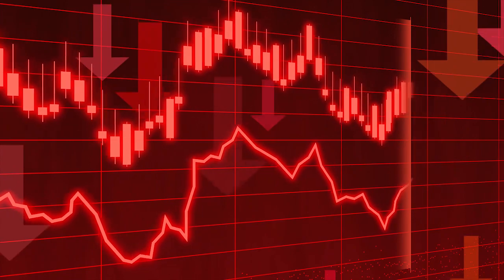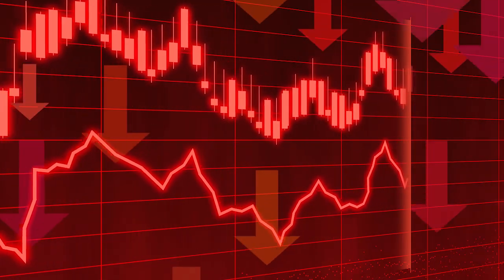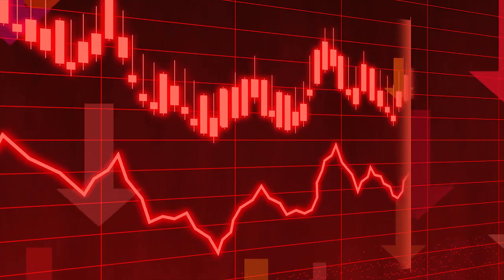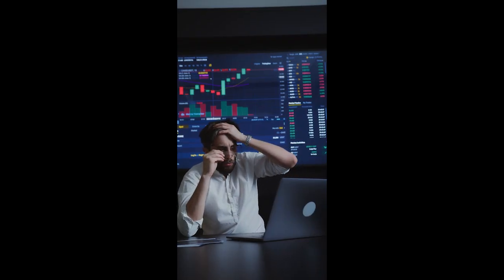The Black Monday crash of 1987 was a major financial event that occurred on October 19, 1987. It was the largest single-day decline in the history of the US stock market, with the Dow Jones Industrial Average dropping by 22.6% in just one day. The crash had a profound impact on the global economy, causing a wave of panic and uncertainty among investors.